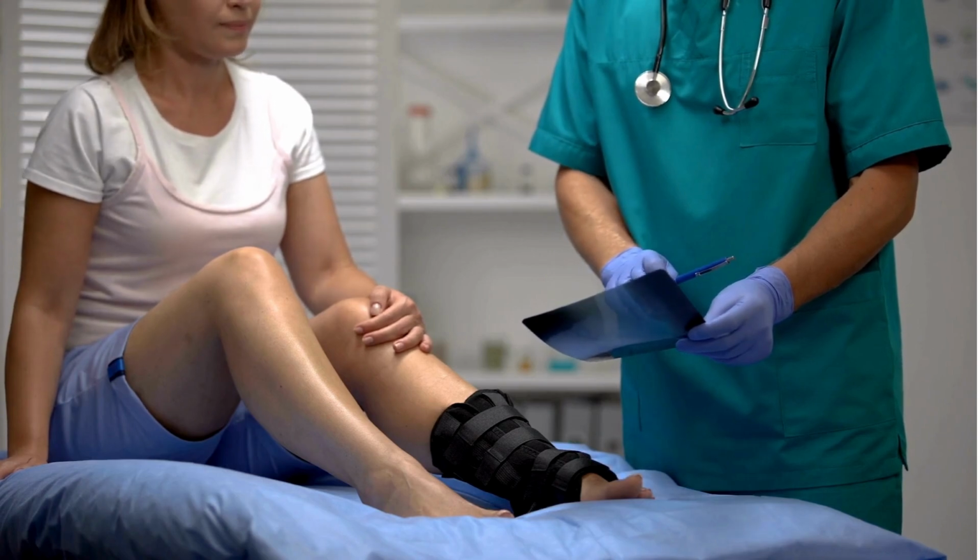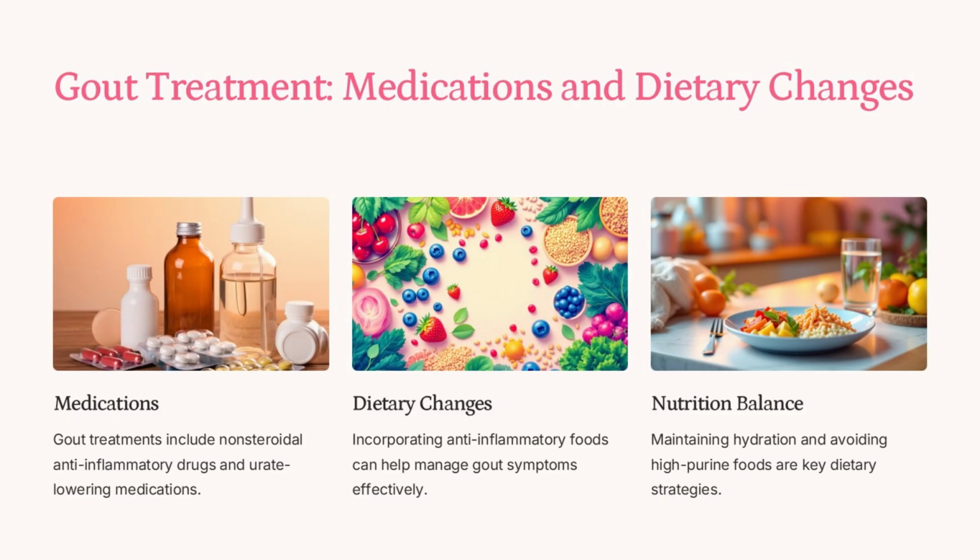Medications for gout include nonsteroidal anti-inflammatory drugs, NSAIDs, and urate-lowering medications. These medications help reduce inflammation and lower uric acid levels. In addition to medications, incorporating anti-inflammatory foods in the diet can help manage gout symptoms. Maintaining proper hydration and avoiding high-purine foods like red meat, seafood, and sugary drinks are key dietary strategies. Finding the right balance of nutrition is important for managing gout effectively.